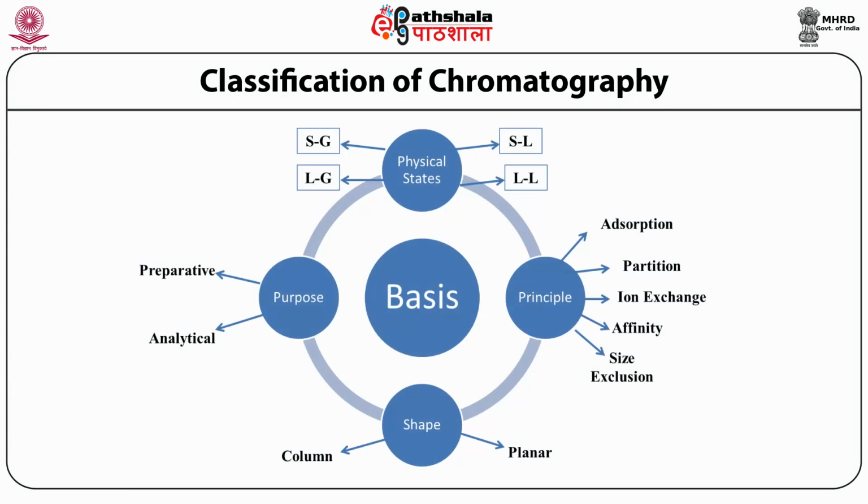Classification of chromatography. The classification of chromatography is based on different criteria. Number 1, purpose of the chromatography experiment. Number 2, geometry of the stationary phase and support used. Number 3, physical states of the stationary phase and mobile phase. Number 4, principle of separation used. Number 5, polarity of the stationary phase and mobile phase used.